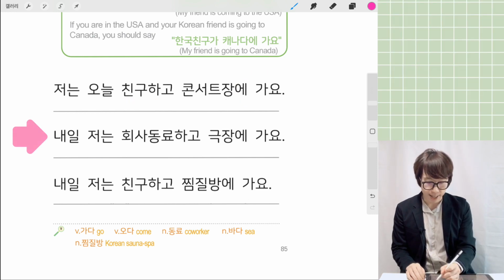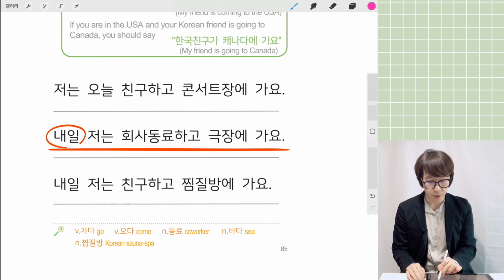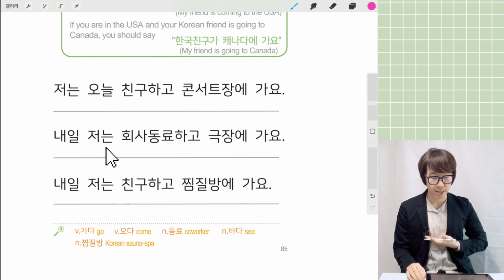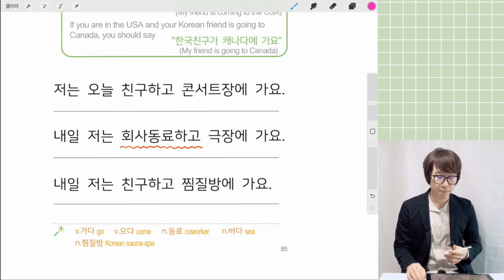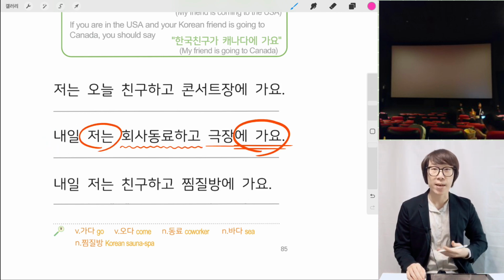And the second sentence. 내일 저는 회사 동료하고 극장에 가요. So tomorrow, 저는 indicates the subject. 회사 동료 is a company co-worker and 극장에 가요. 극장 is normally a movie theater or theater. So tomorrow I go to the theater with my company co-worker.